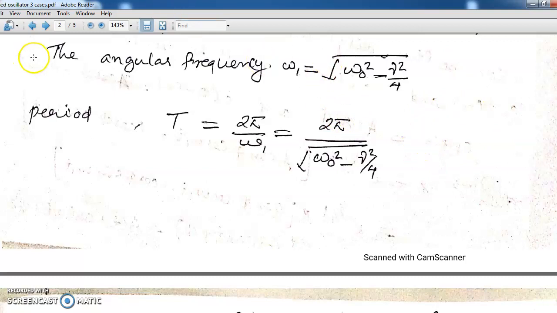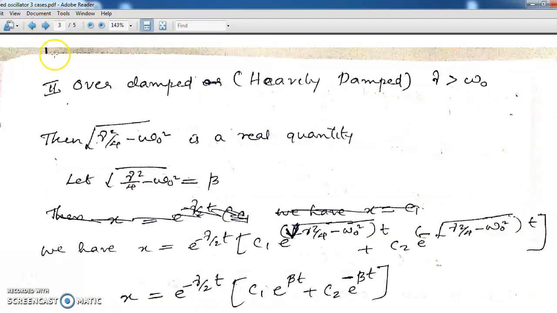Now we will move to the second case, that is the overdamped or heavily damped oscillations. So here heavily damped tells you the gamma, the damping constant, is much greater than omega 0, that is the natural frequency of the harmonic oscillator. Now we can say that since gamma is greater than omega 0, the root of gamma square by 4 minus omega 0 square will be a real quantity.